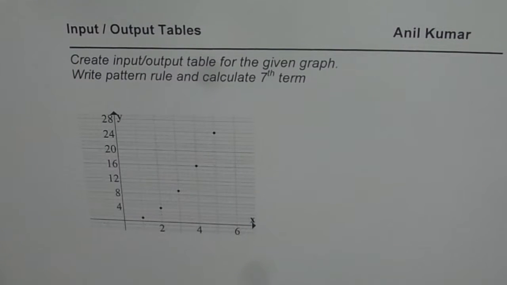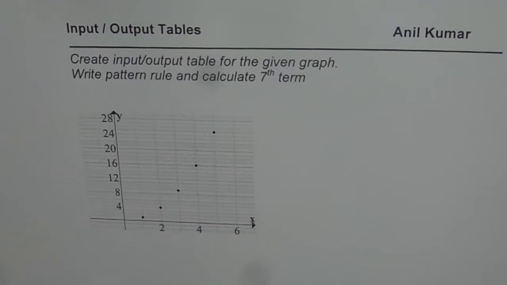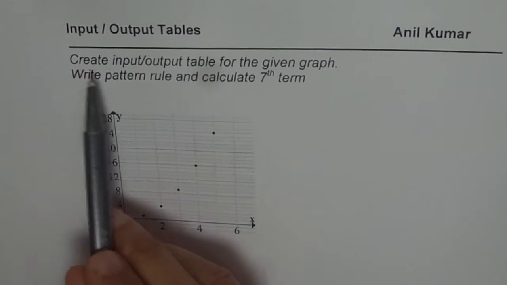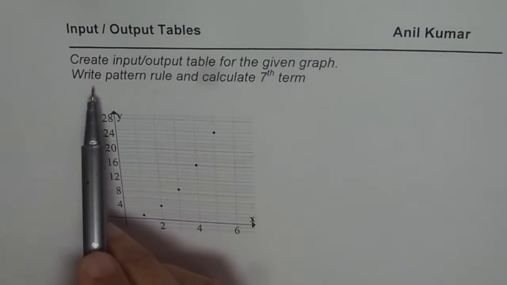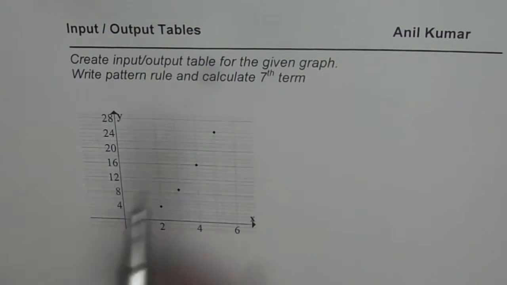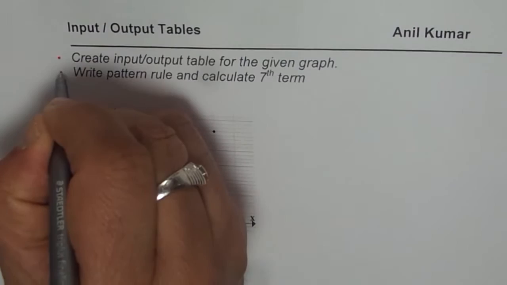I'm Anil Kumar, and in this series, we are learning how to create input-output tables and write pattern rules from the data given in the graph. So the question here is, create an input-output table for the given graph, that's the graph given to you, and then write a pattern rule and calculate the seventh term. So these are the things you need to do.